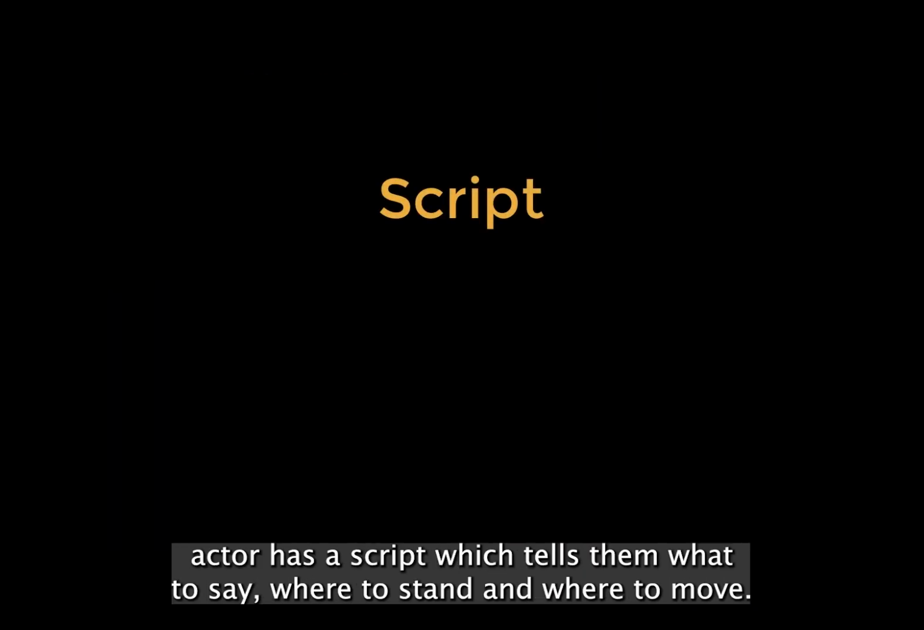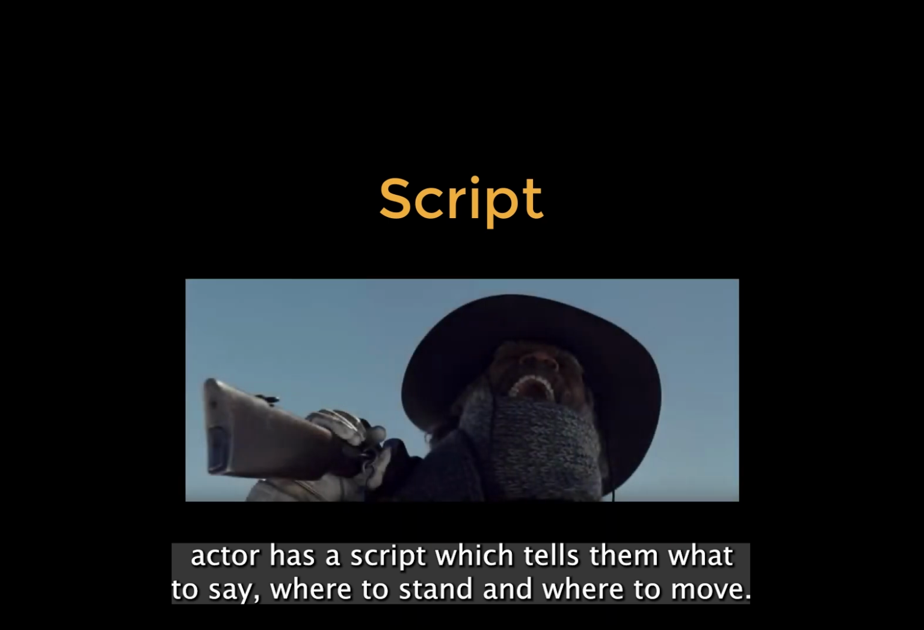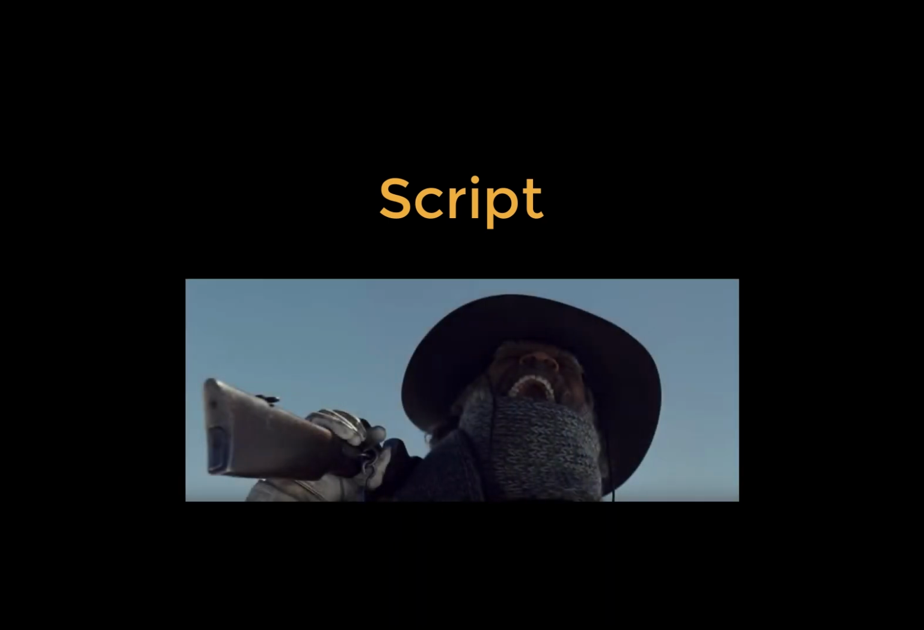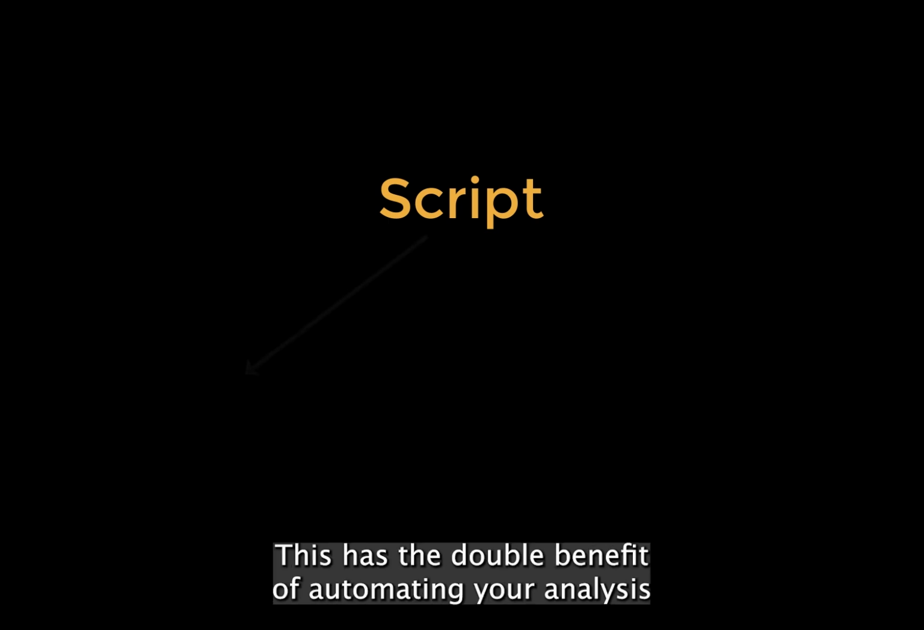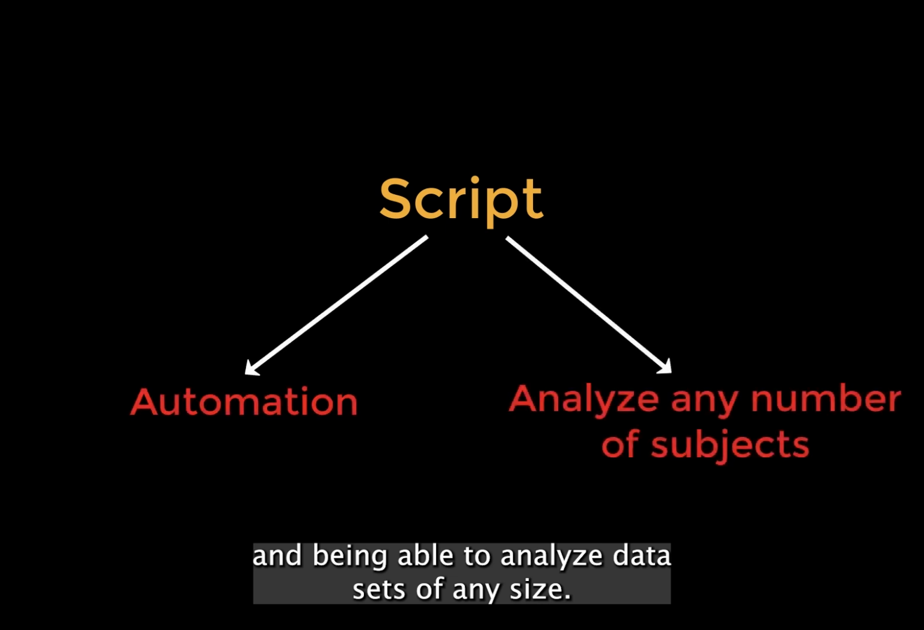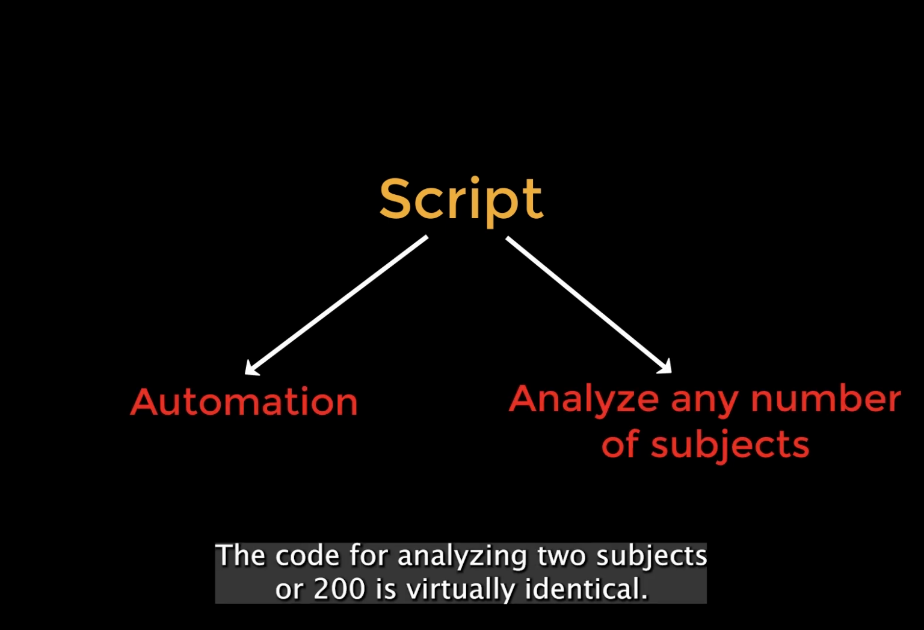Just as an actor has a script which tells him what to say, where to stand, and where to move, so you can write a script that tells your computer how to analyze your data sets. This has the double benefit of automating your analyses and being able to analyze data sets of any size. The code for analyzing 2 subjects, or 200, is virtually identical.